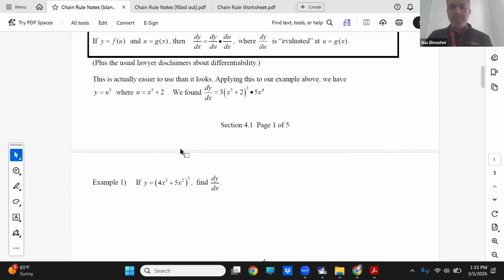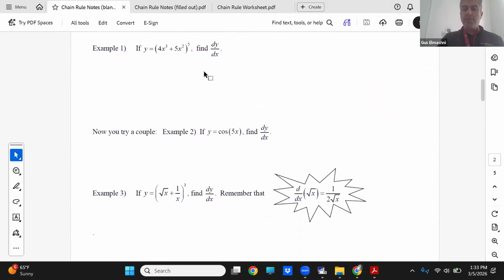So let's go to example one. Okay. So example one. Here's what we do. y prime. Move that 5 to the front. Keep the inside intact. Do not change it. Drop the exponent by 1 and multiply by the derivative of the inside. What's the derivative of the inside?